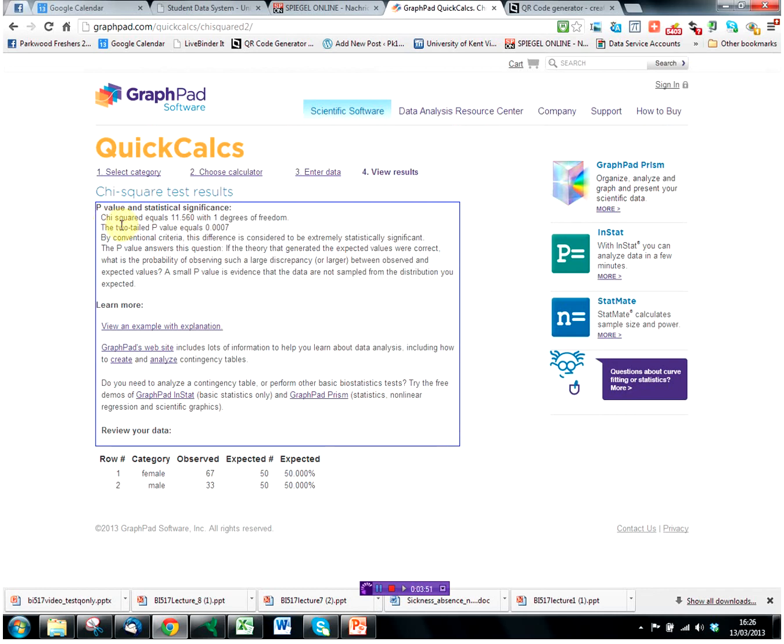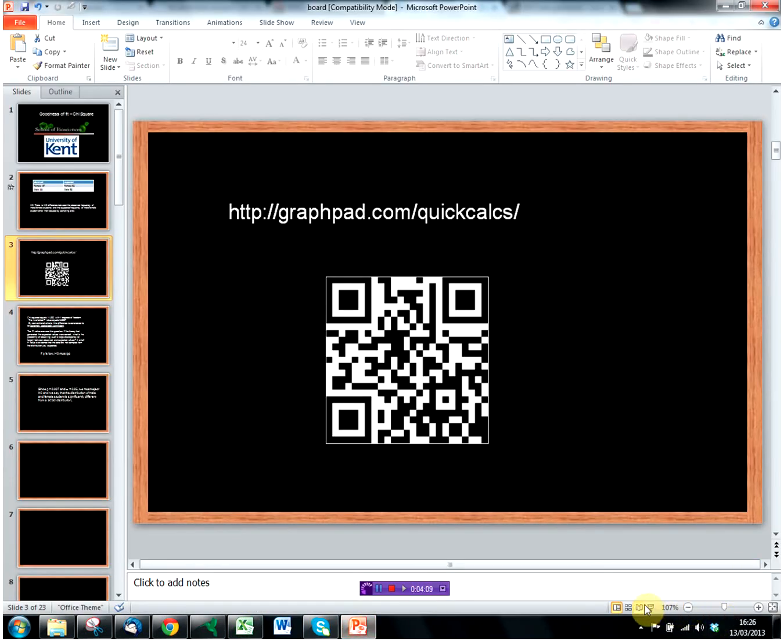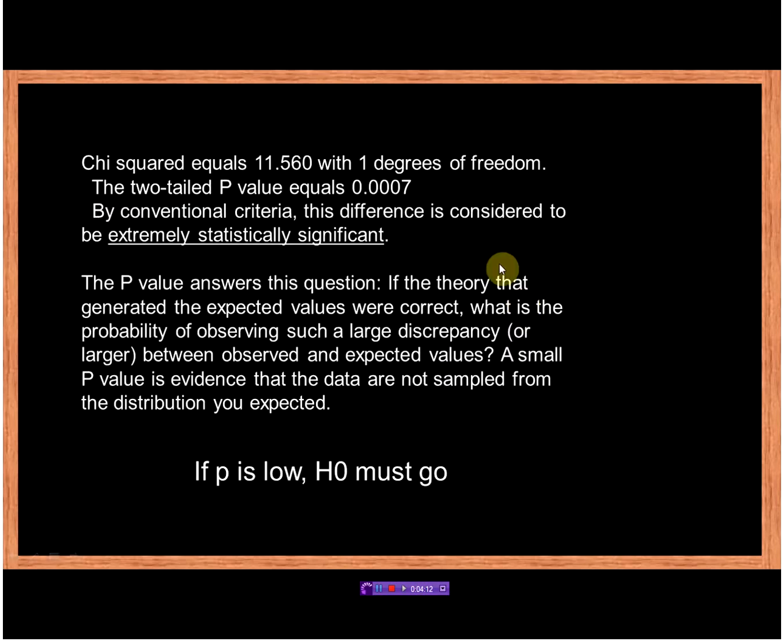Here, it says value and statistical significance. So it gives us a chi-square value and degrees of freedom, and it says the two-tailed p-value equals 0.0007. Now, what does this actually mean? So I've written it out again here. The two-tailed p-value equals 0.0007, and by conventional criteria this difference is considered to be extremely statistically significant.